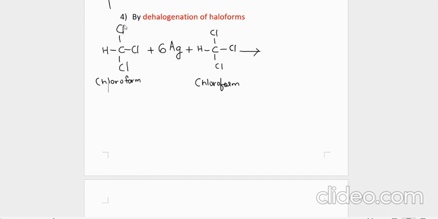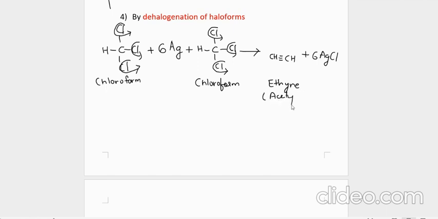Now look at the structure for chloroform. So you have first Cl, second, third, then you have fourth, fifth, and sixth. So 6 Cl and you have 6 Ag, which will be removed as 6 silver chloride, 6 AgCl, and the remainder is our ethyne, that is acetylene. So this was by dehalogenation of haloforms.